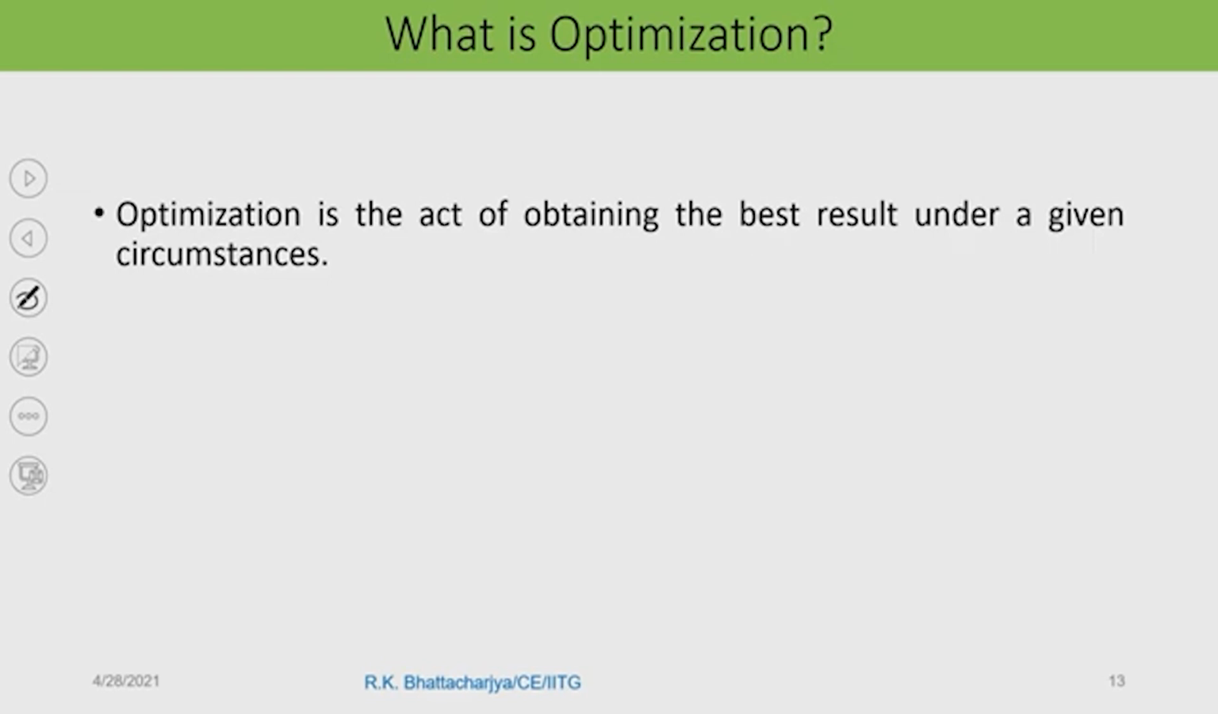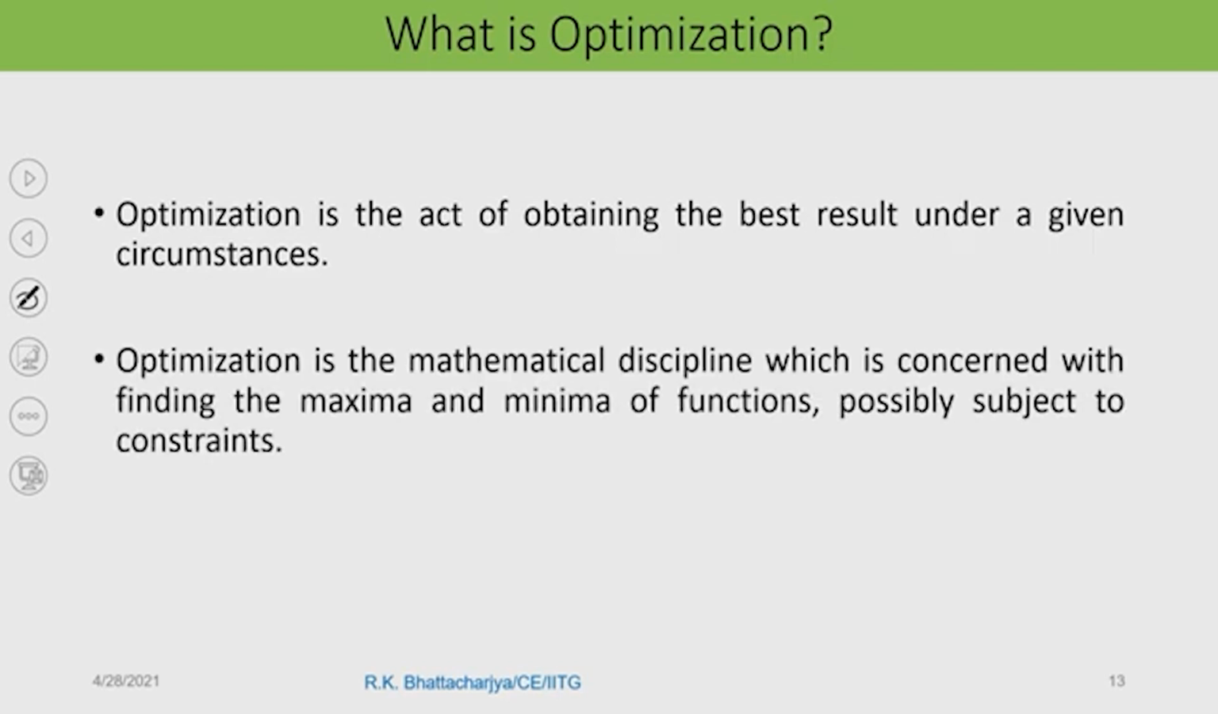So, what is optimization? Optimization is the act of obtaining the best result under given circumstances. We have seen some example problems. Under those circumstances, we would like to find out what the best result is, and that is basically known as optimization. Optimization is the mathematical discipline which is concerned with finding the maxima and minima of functions, possibly subject to constraints.